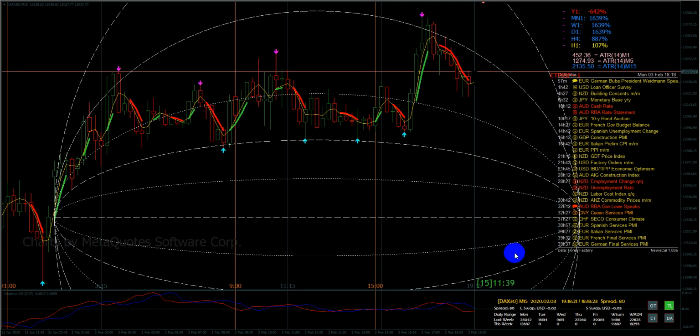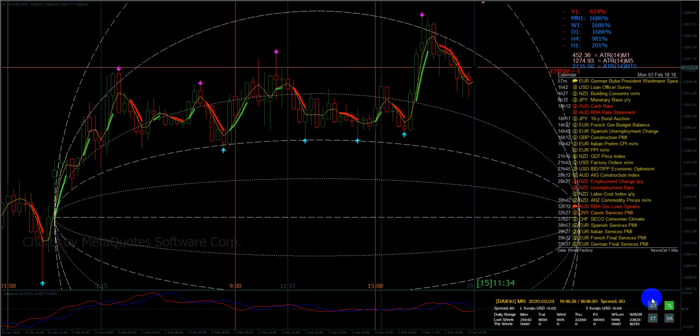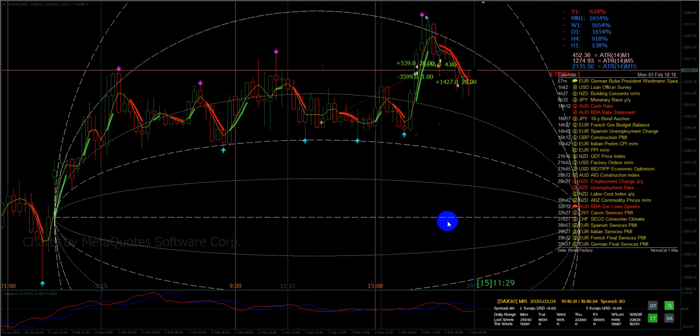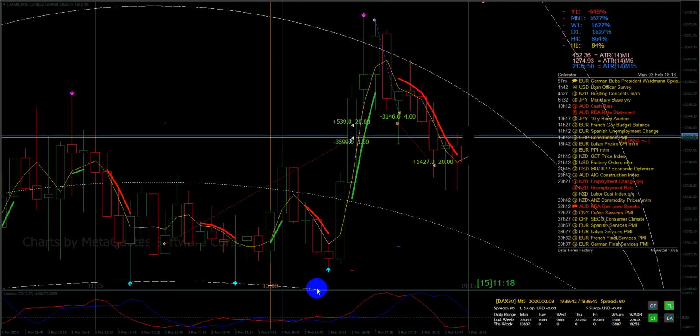Well, first of all, with my indicator Dada's Auto Tracer, which contains these buttons here, I can click and show the trades I've made today. So yeah, let's talk about them a little bit. First of all, let's enlarge this.